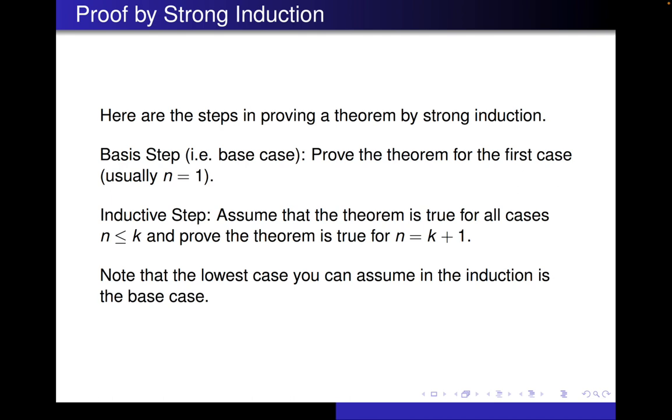And again, I didn't mention what the lowest value of n could be in that inductive step, but it is the base case, because the base case is the first one that you prove, so you can only assume all the way down to the base case. So from the base case up to n equals k.